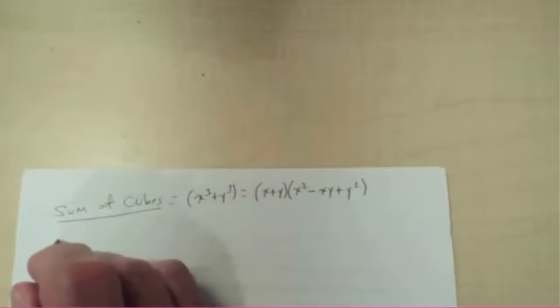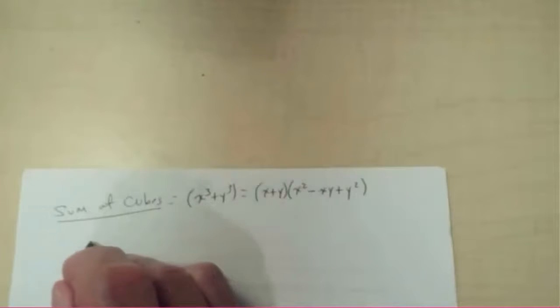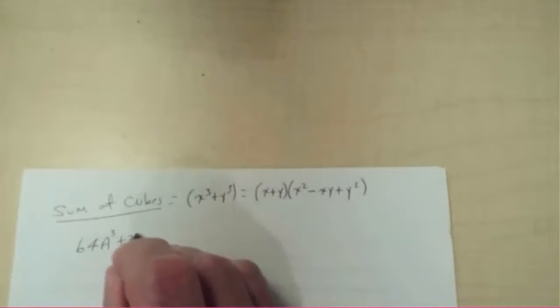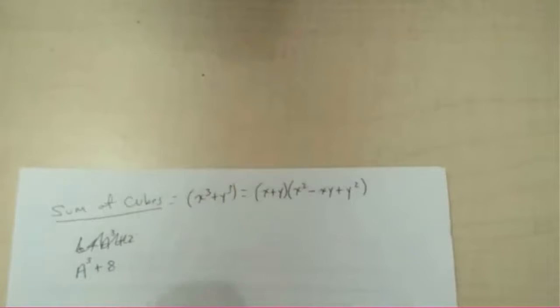And let's do one of these. What if we have 64a cubed plus 20? No, I'll tell you what. Let's do a simpler one than this. a cubed plus 8. Okay, this is a perfect cube, obviously, because it's cubed. And 8 is a perfect cube. 2 times 2 times 2.